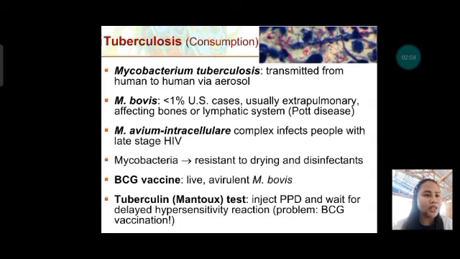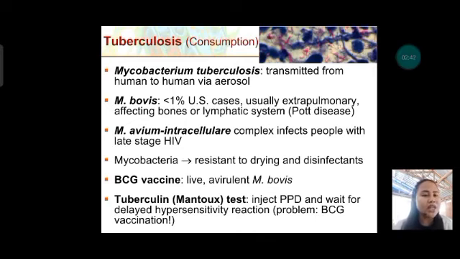Next is tuberculosis. Tuberculosis has many pathogens. The first is Mycobacterium tuberculosis, transmitted from human to human via aerosol. Another pathogen is Mycobacterium bovis, which is more common in cows and accounts for less than 1% of cases in the US, usually extrapulmonary, affecting bones or the lymphatic system, or known as Pott disease.